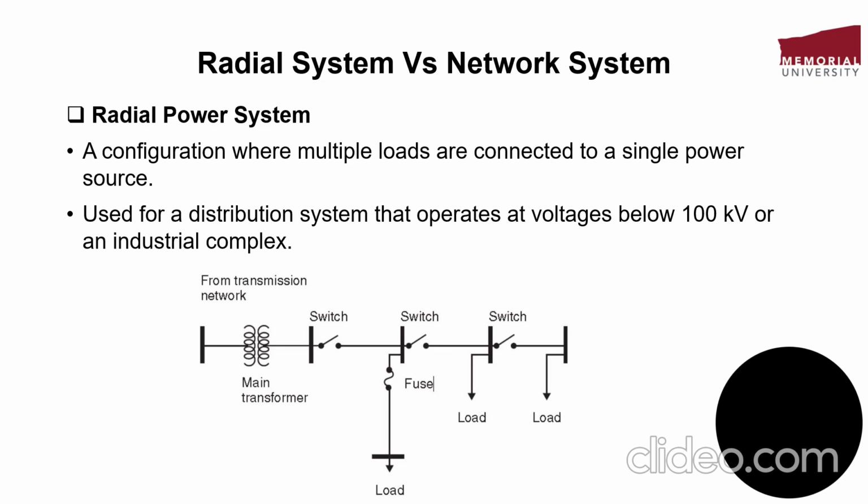So here we need to define what a radial power system and a network power system actually are. A radial power system is a configuration where multiple loads are connected to a single power source. So we can say that a radial power system is characterized by multiple loads connected to a single power source, and this design is typically seen in industrial complexes or distribution systems with voltages under 100 kilovolts.